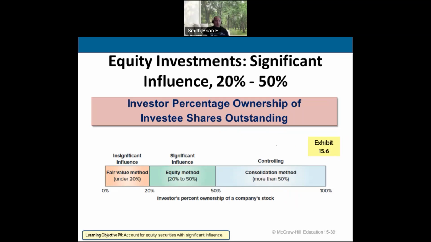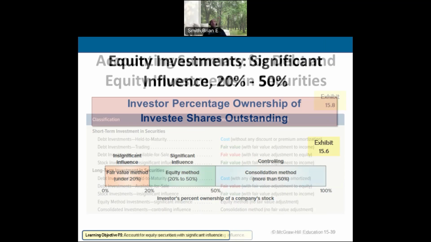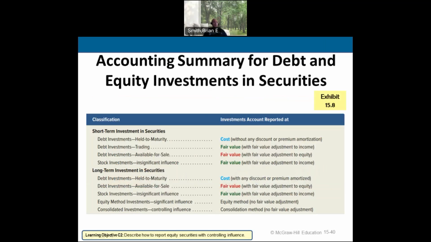And then the other slide we're going to go over is just a reminder of this last slide here. You can print this off and have it with you, but go through each one of these stocks and debt and how we report it, if it's short-term versus long-term, things like that. So this is one that I want you to make sure you have and know about.